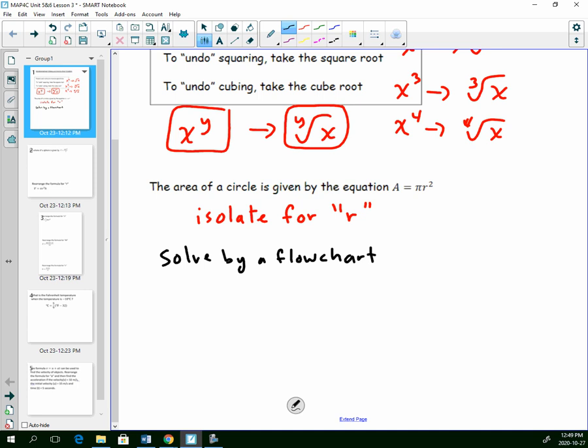I'm going to start with the letter I want to isolate for, so R, and I'm going to look at the first thing that happened to the R, that was applied to the R, which operation went first. So the first thing that was applied to the R is that it was squared. Okay, so we'll just put square. So R is squared, and we come up with R squared.